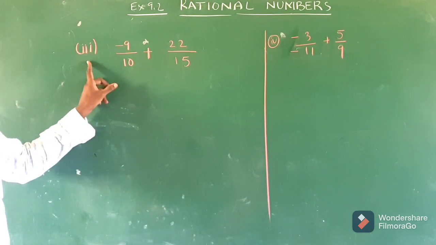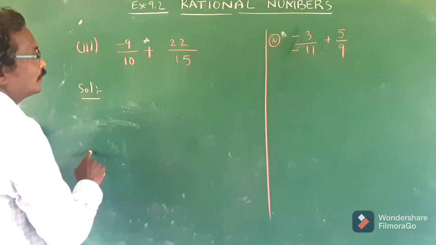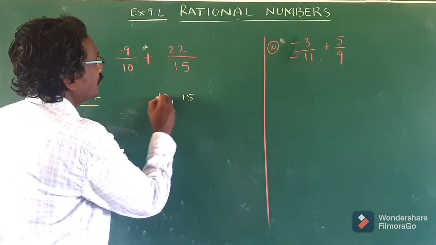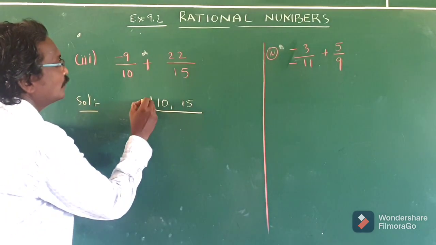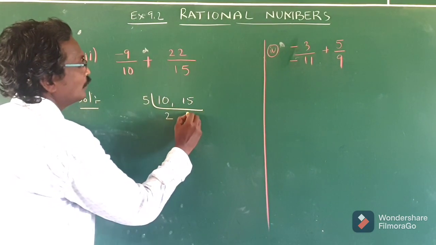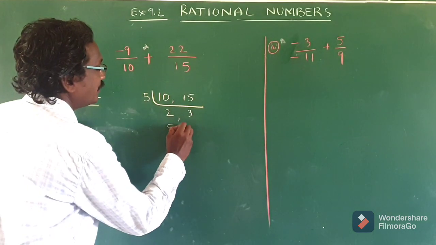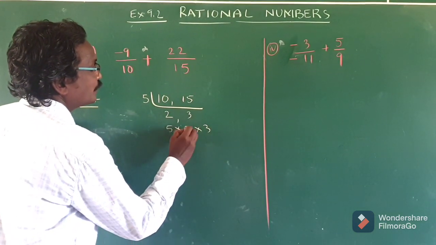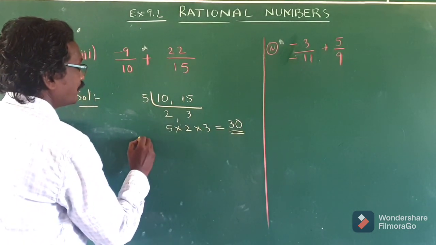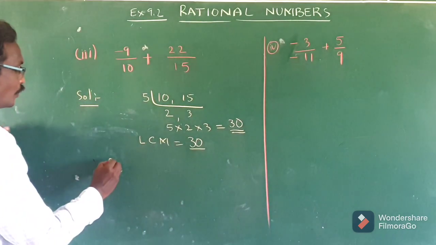See next question, third one. See here. Denominators are not same. Now find the LCM. 10 comma 15. Which table is possible? 5 table is possible. 10, how many times? 2 times. 15, 3 times. Again 2 and 3 not possible. So multiply. 5 into 2 into 3. 5 2s are 10. 10 3s are 30. So now LCM equal to 30.